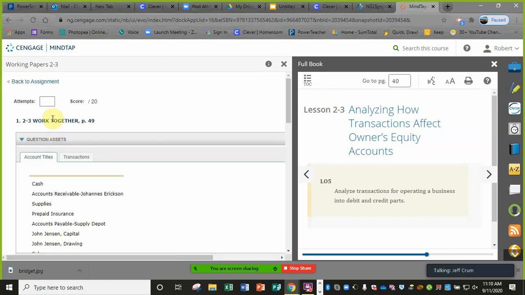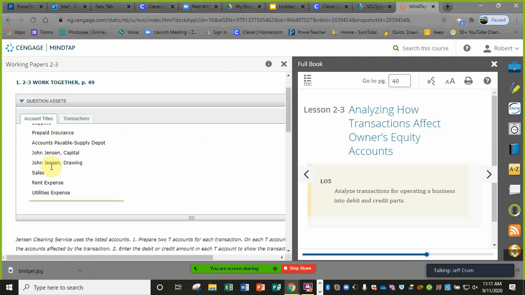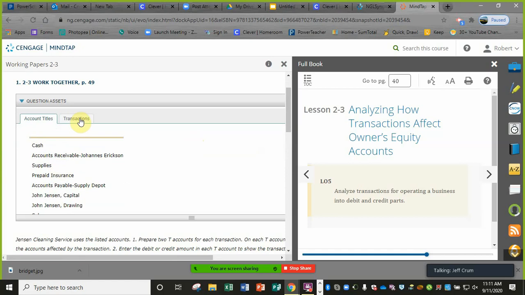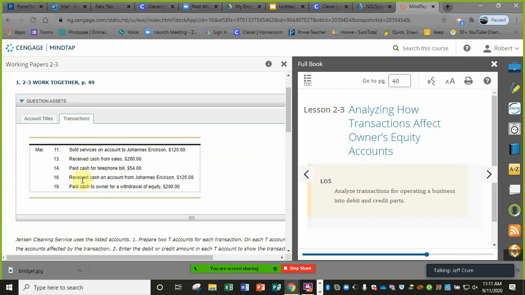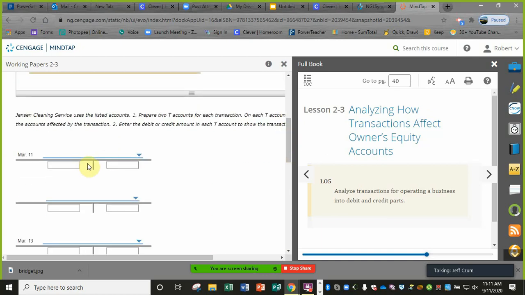It's just more transactions that are similar to the one in section 2. They're just different transactions. So we've got our account titles, and then our transactions. And you can see they start with March 11th. I think yesterday started with March 1st. And then we have our T-charts.